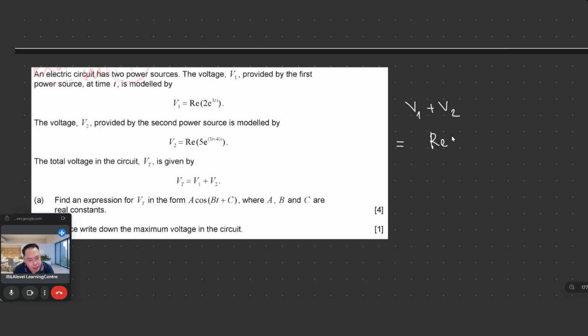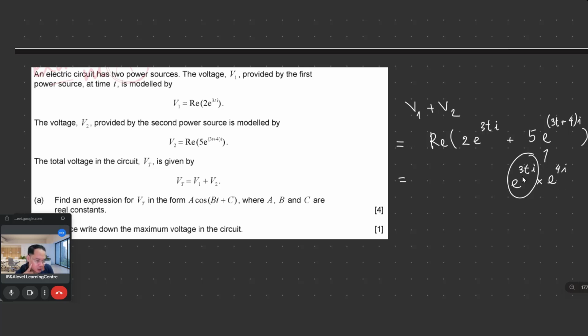That's the real part of the two complex numbers added together: 2e to the power of 3ti plus 5e to the power of (3t plus 4)i. Only the real part of this sum of two complex numbers. The e to the power of (3t plus 4)i here can be written as e to the power of 3ti, and then multiplied by e to the power of 4i.